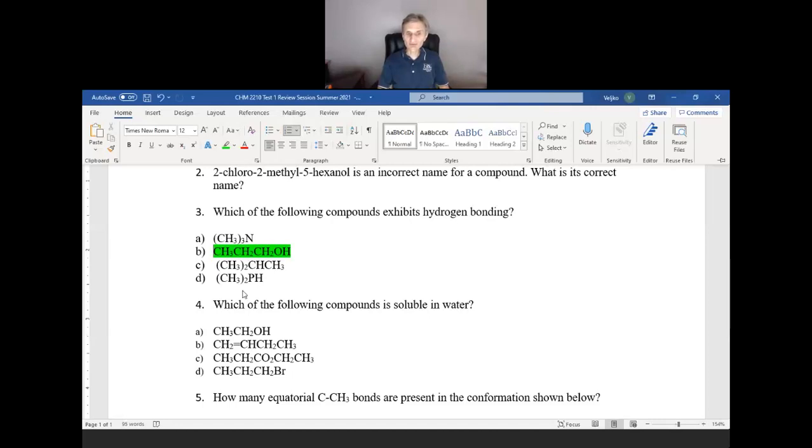And last compound is compound of phosphorus. So here we have hydrogen attached to phosphorus. So there is no hydrogen bonding. It does exhibit dipole-dipole interactions because there are polar bonds, but weak dipole-dipole interactions, but nonetheless dipole-dipole interactions, but no hydrogen bonding because hydrogen is attached to phosphorus. It's not attached to oxygen, nitrogen, or fluorine.